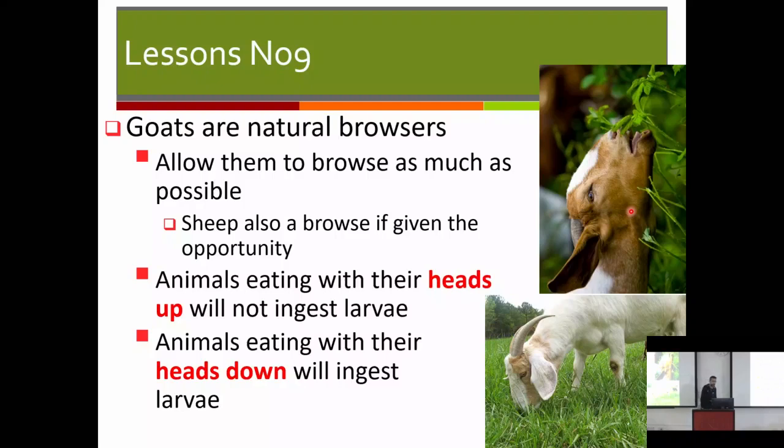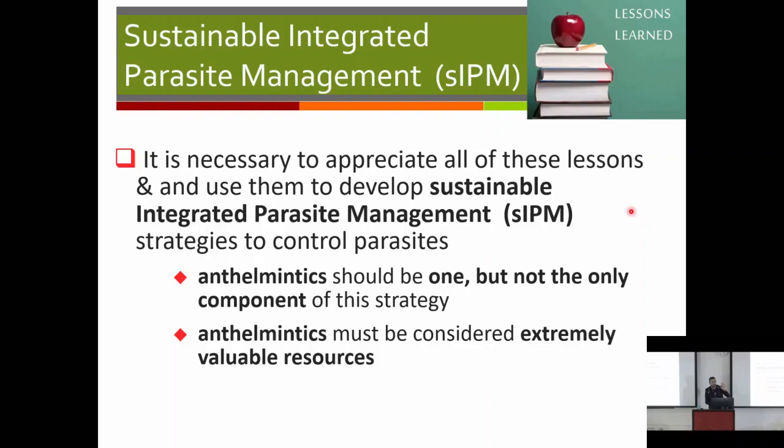Okay, so based on these lessons, it is necessary to appreciate all of them and develop a sustainable integrated parasite management strategy. Remember that we talked about this management in one of the videos, where Dr. FIFA Milan talked about that strategy. So based on these lessons, you will develop this strategy.